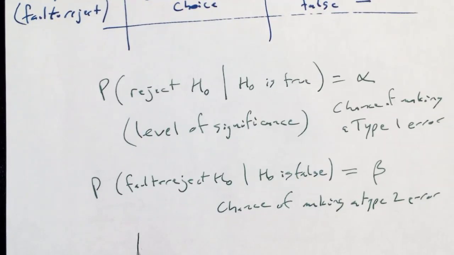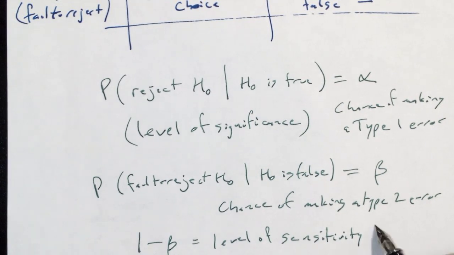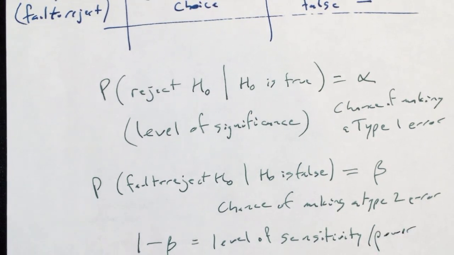Normally, we call 1 minus beta the level of sensitivity, or power. So if beta is the chance of making a type 2 error, 1 minus beta is the chance we got it right. That would be this part. The good choice.